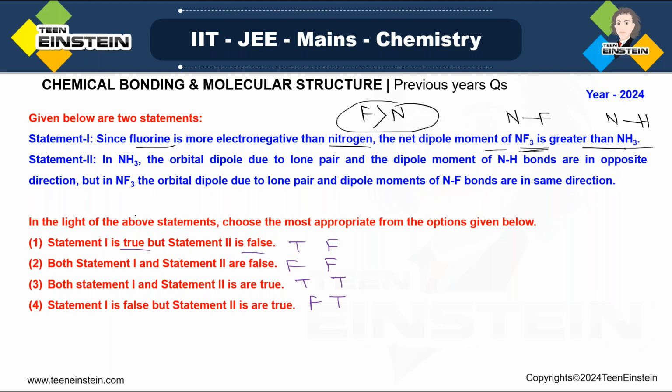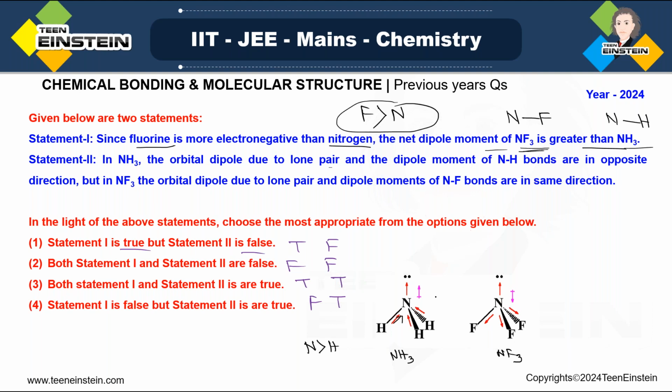Now come to the second statement, which is saying that the orbital dipole due to lone pair and the dipole moment of N-H bonds are in opposite direction. Now to understand this, obviously we have to know the picture. So these are the two molecules NF3, NH3. Now nitrogen is more electronegative than H. So if you look at the individual N-H bonds, the direction of dipole moments will be towards nitrogen. Okay, and whenever there is a lone pair, the direction is towards the lone pair.